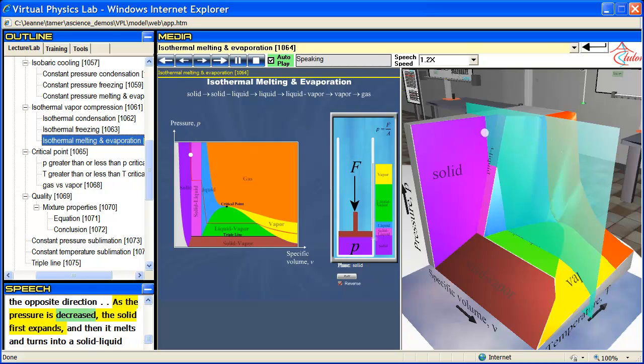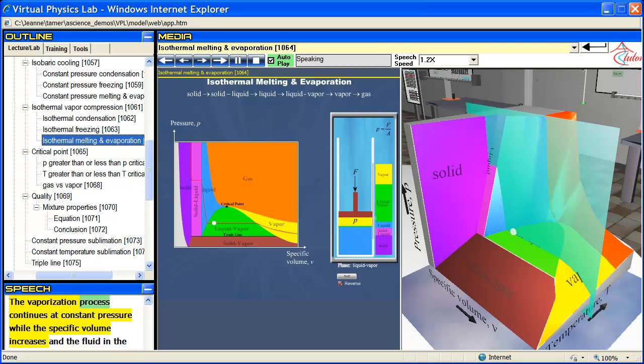As the pressure is decreased, the solid first expands, and then it melts and turns into a solid-liquid mixture. The specific volume increases at constant pressure as the solid turns into a liquid. After all the solid is gone, as the pressure is lowered, the liquid expands. At this point, the liquid begins to vaporize.